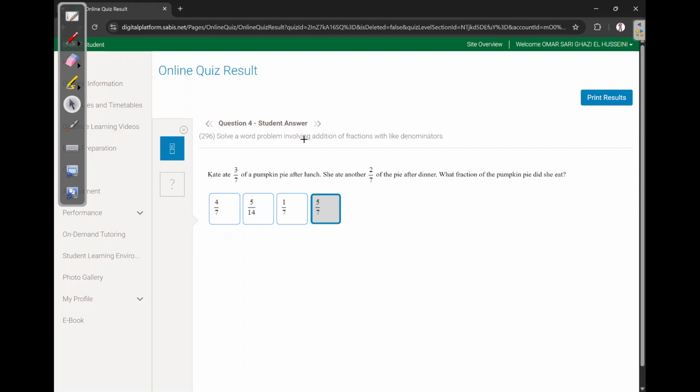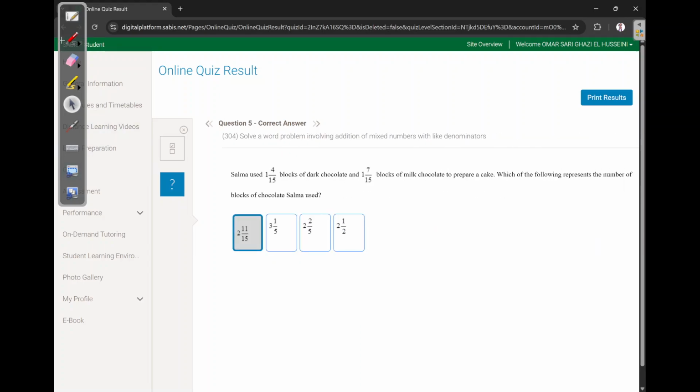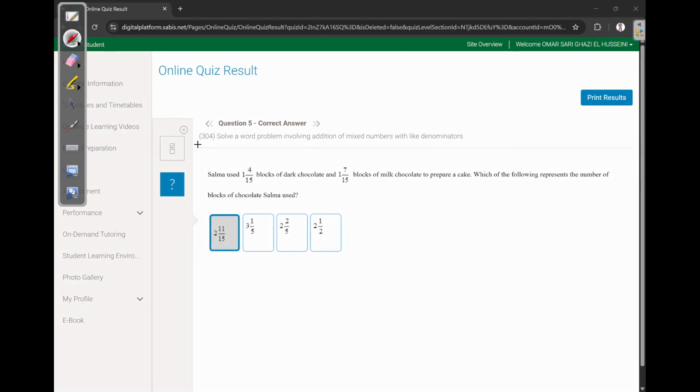Question 5. Selma used 4 out of 15 blocks of dark chocolate and 7 out of 15 blocks of milk chocolate to prepare a cake. Which of the following represents the number of blocks of chocolate Selma used? We add the numerators, which equals 11 out of 15, and then we add the whole number, which equals 2. So that's 11 out of 15.